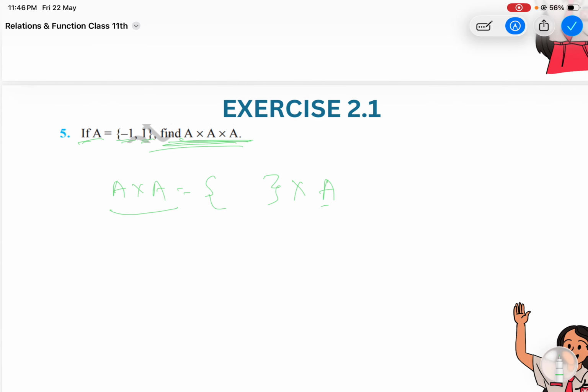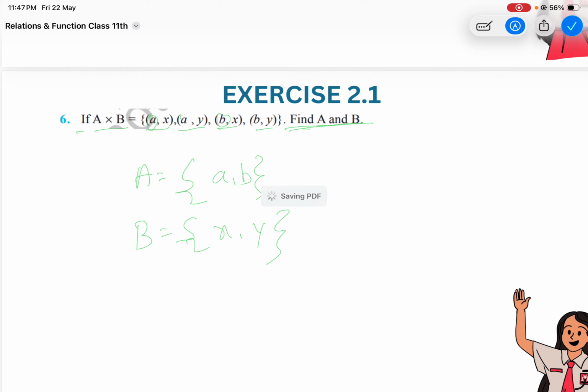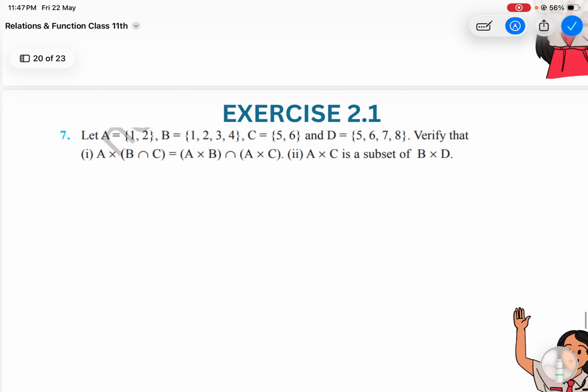A equal to {minus 1, 1}, find A into A. You will find it on your own, I am not going to solve this. Now A into B equal to {(a, x), (a, y), (b, x), (b, y)}. Find A and B. So A equal to {a, b} and B equal to {x, y}, right? A, B and X, Y. How? We have already seen this above with an example. I have solved that. Now question number 7.